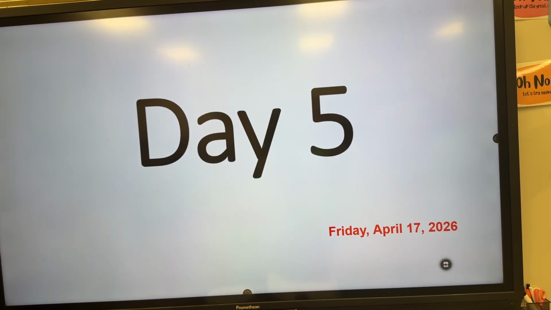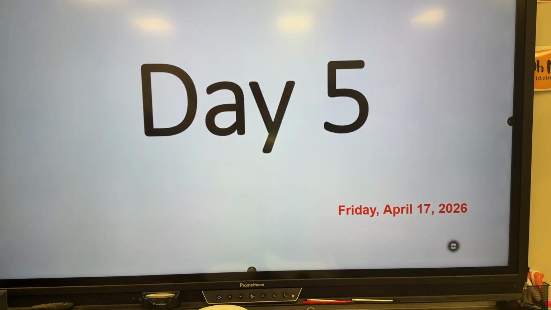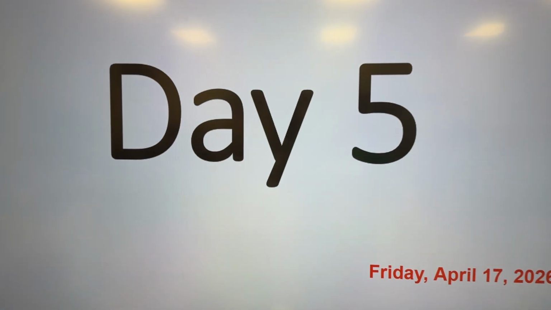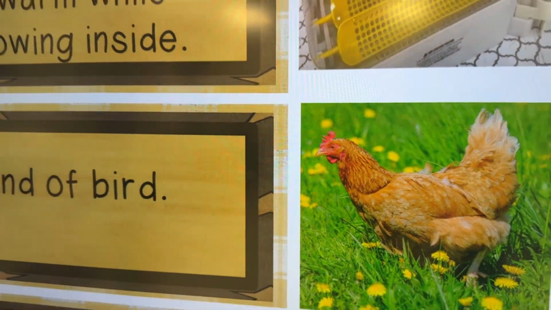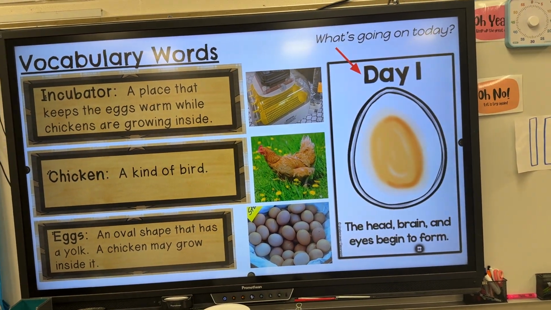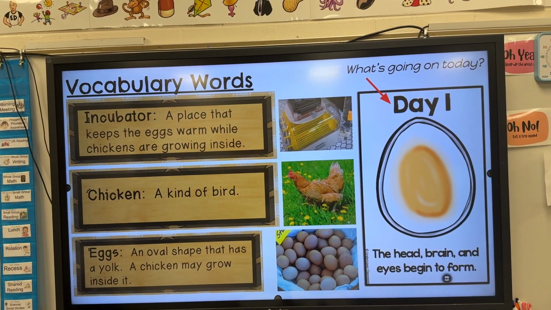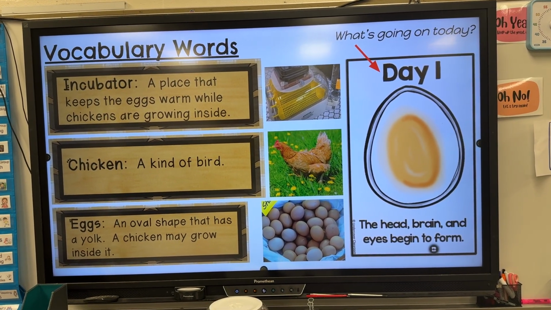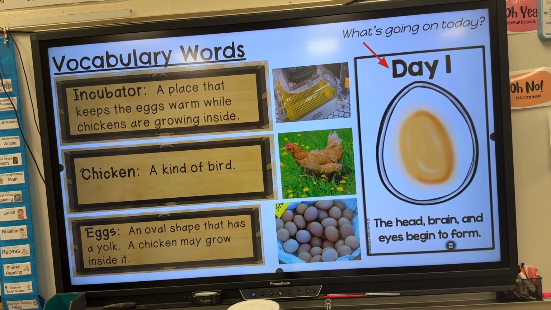Today is Friday, April 17th, 2026. It is day 5 of our life cycle of a chicken unit. We have 16 days left until our chicks hatch on Monday, May 4th, 2026. Our classroom visits are scheduled for Friday, May 8th, 2026. So if you want to come and visit, make sure you tell your teacher.